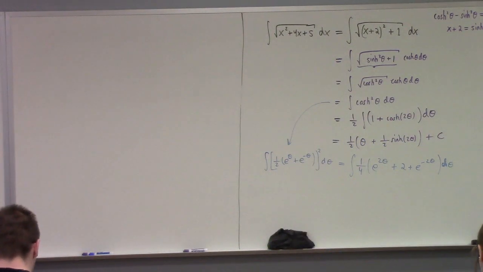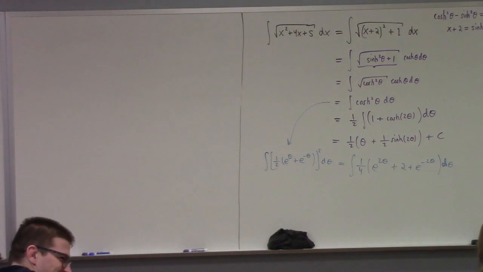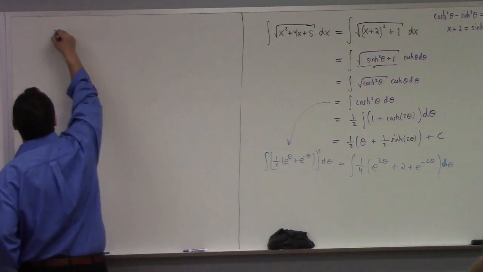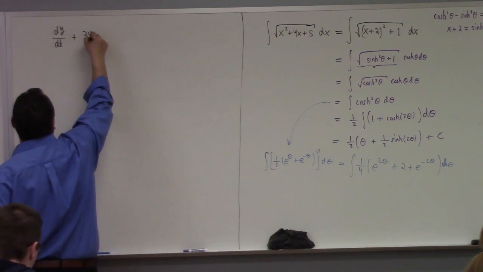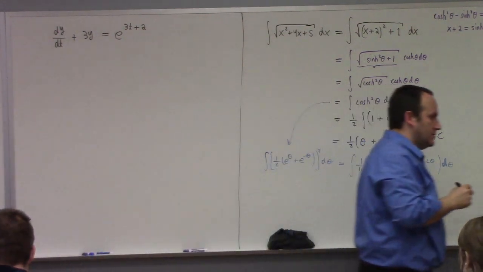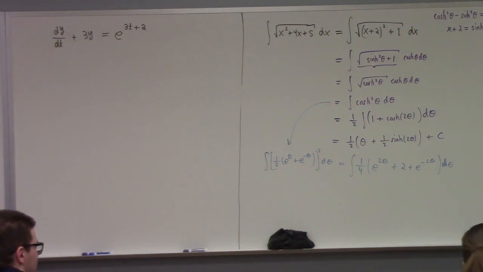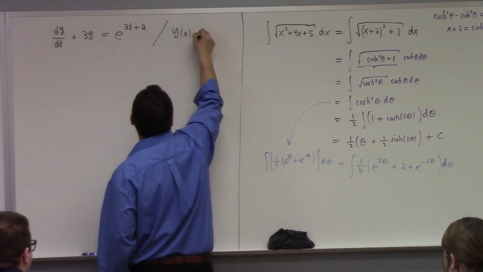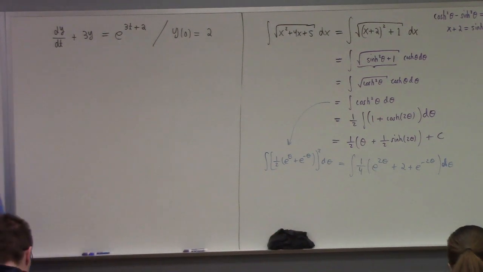So the class says asked and answered. Next, let's see here. Problem what? 117. All right. So we have... Did I remember it right? Is that 117 or is that 116? Exactly. y of 0 equals 2, was it? Right. All right, so let's work through this one carefully.